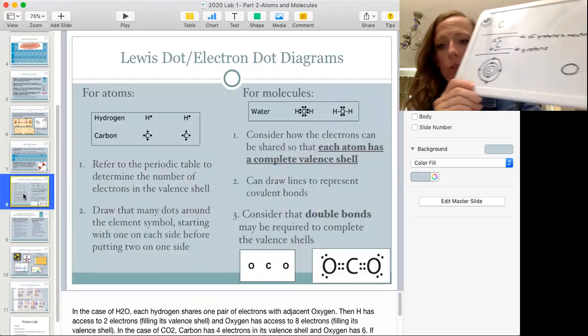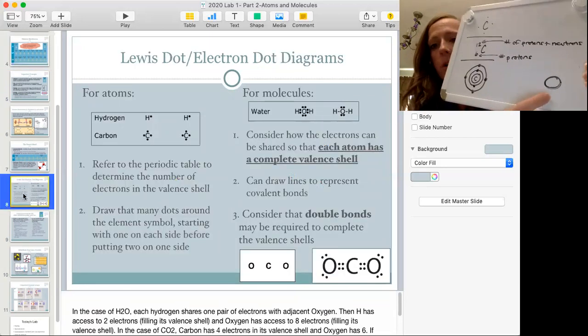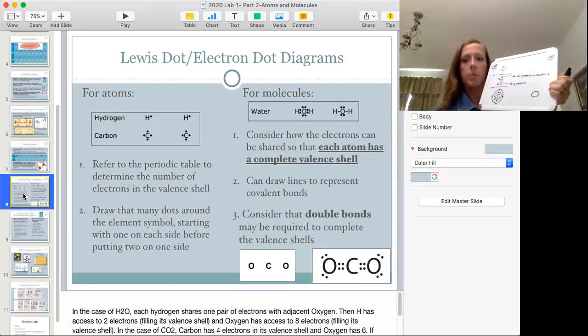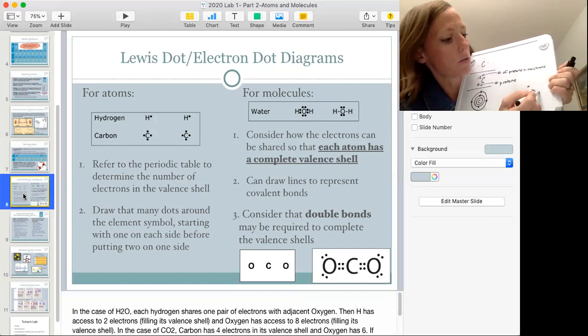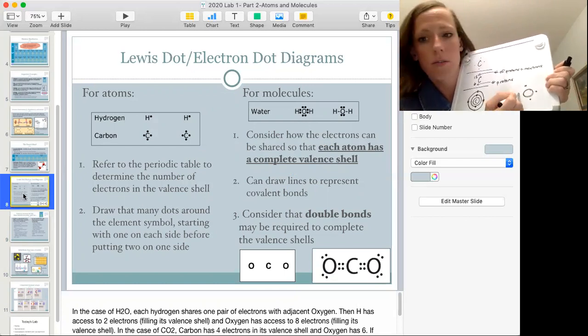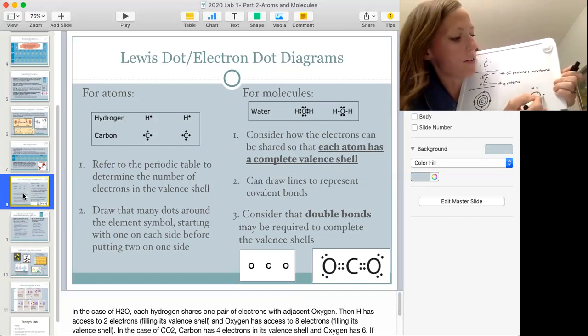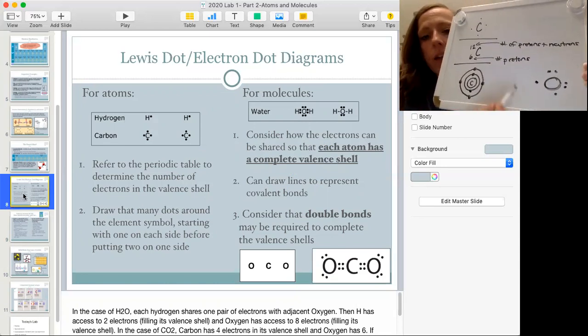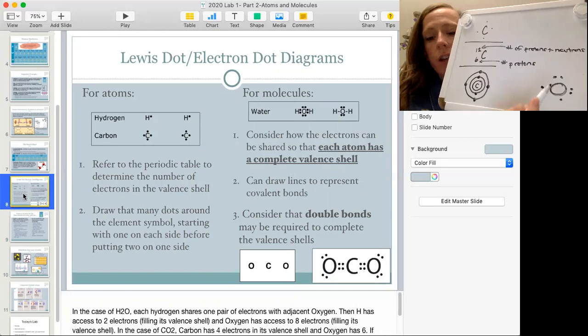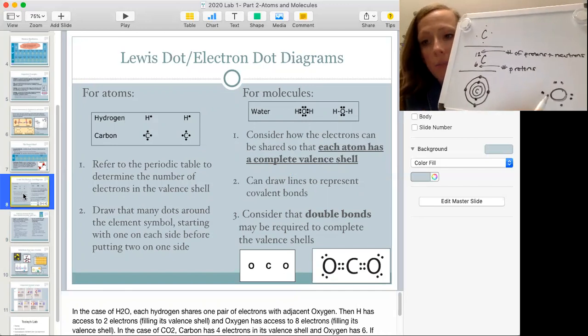So then what we would do is draw our chemical symbol to start with, okay? And we would draw 1, 2, 3, 4, 5, 6, and that's all there is to it for oxygen, okay? And that's just for doing an electron dot diagram for an atom.